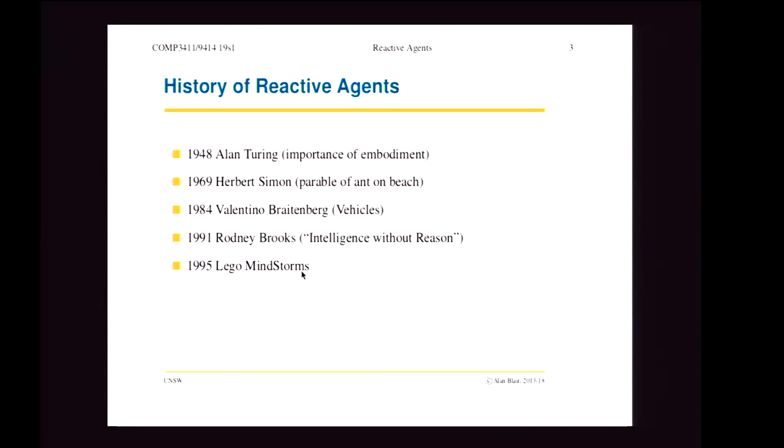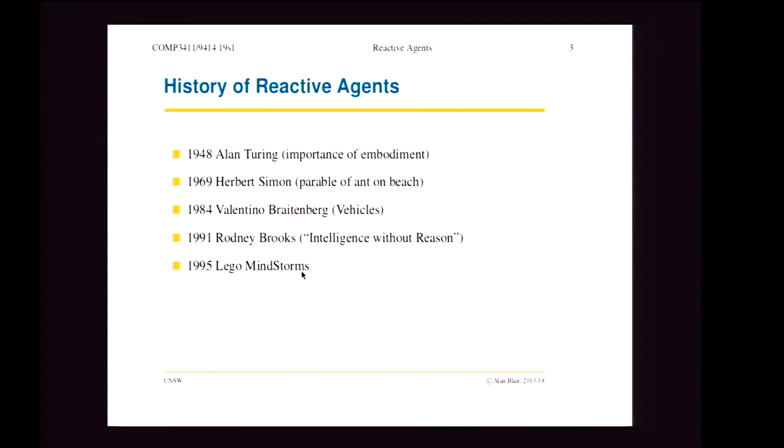Herb Simon, in his book The Sciences of the Artificial, talks about the way complexity sometimes emerges as an interaction between the agent and the environment. If you watch an ant walking along the beach, it's following a complex path, but the ant is actually following quite simple rules. The path is complex because the terrain it's walking over is very bumpy.